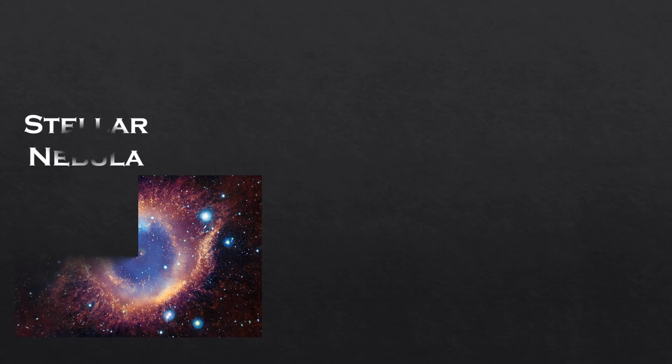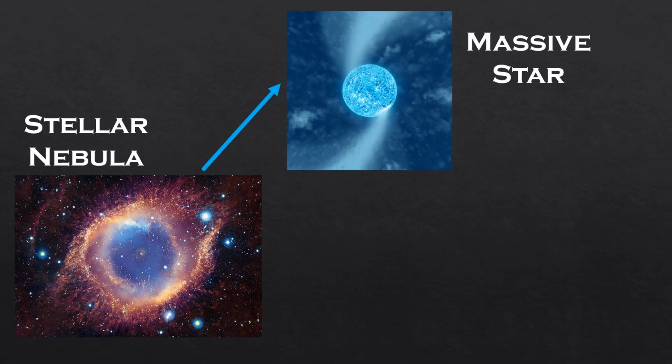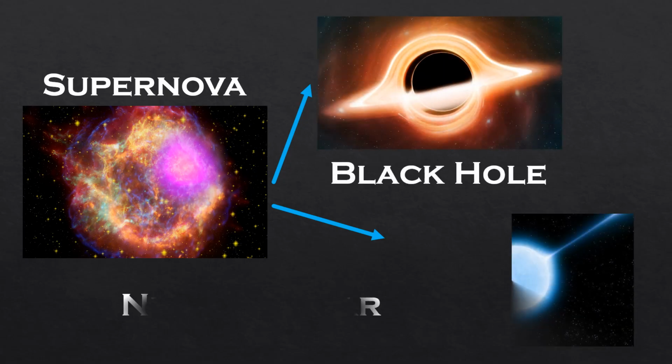So the life cycle of a high mass star, as we discussed earlier, starts with a stellar nebula. Then it turns into a massive star. After the massive star stage, it will turn into a red supergiant. Then a supernova explosion takes place. And from the explosion, two bodies can be formed, either a black hole or a neutron star.